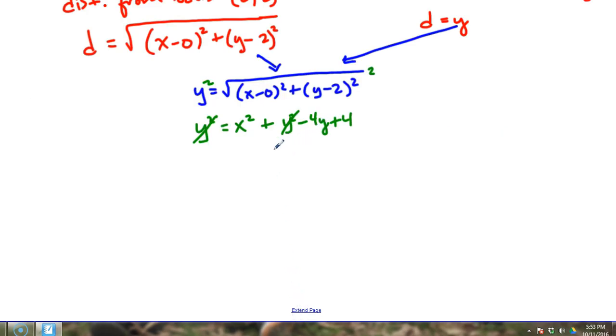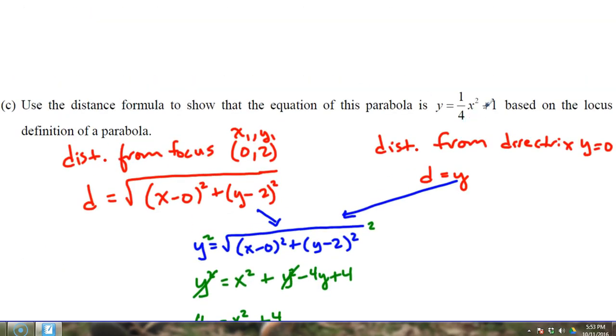I can bring my y over to the left side by adding 4y. And now I've got x squared plus 4. To get y by itself, just divide. I end up with y equals 1/4 x squared plus 1. And that's the equation of the parabola that we were looking to demonstrate.